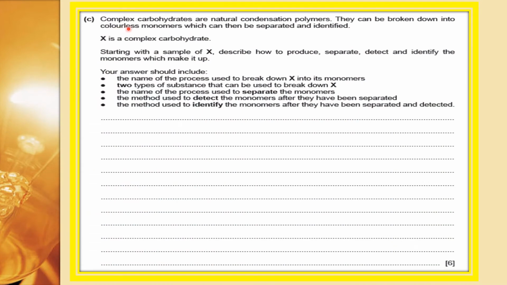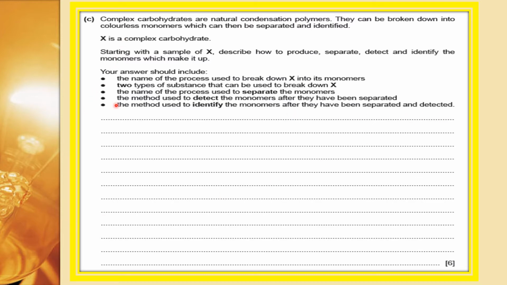Complex carbohydrates are natural condensation polymers. They can be broken down into colorless monomers which can then be separated and identified. X is a complex carbohydrate. Starting with a sample X, describe how to produce, separate, detect, and identify the monomers which make it up. Your answer should include the name of the process used to break down X into its monomers, the two types of substance that can be used to break down X, the name of the process used to separate the monomers, the method used to detect the monomers after they have been separated, and the method used to identify the monomers after they have been separated and detected.